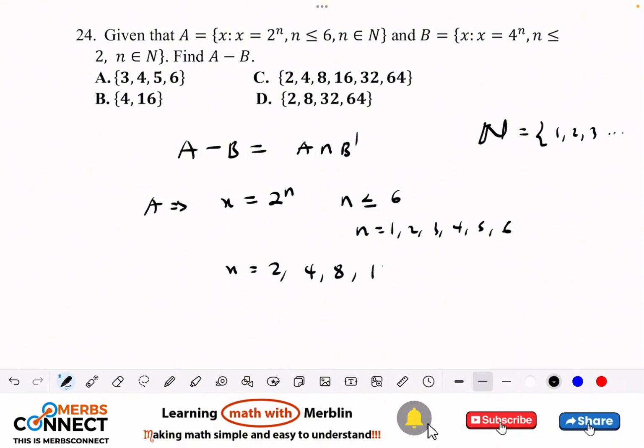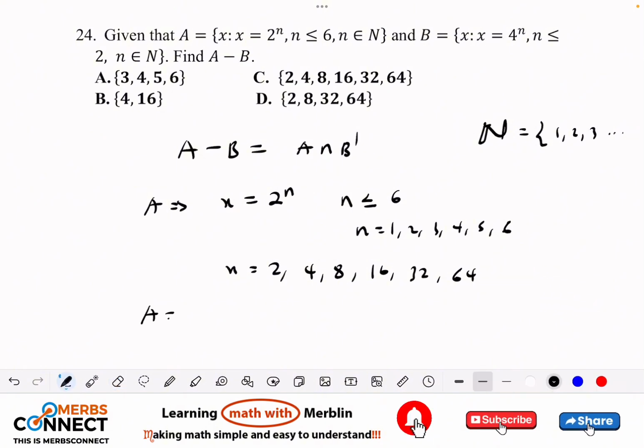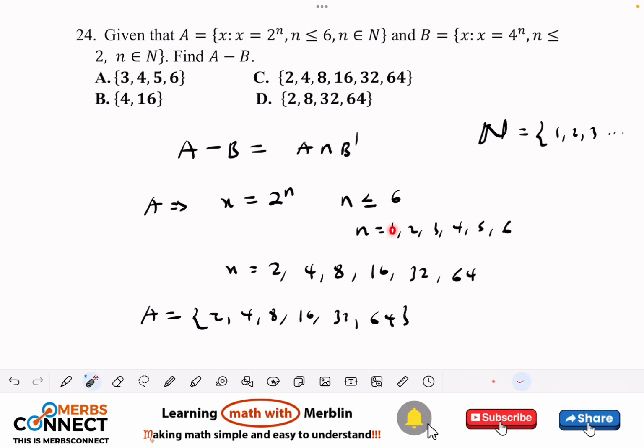8 times 2 will be 16. 16 times 2 will be 32. 32 times 2 will be 64. And then 64 times 2 will be 128. Right. So this is what I'm going to get for the 2. So let me see. 1, 2, 3, 4, 5, 6. Okay. So this one is not supposed to be part. So it means that my A will be equal to 2, 4, 8, 16, 32, 64. So what did I do? Plug in 1, plug in 2, plug in 3 in that order, and you get your A.